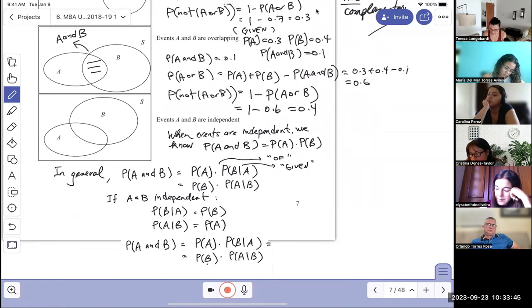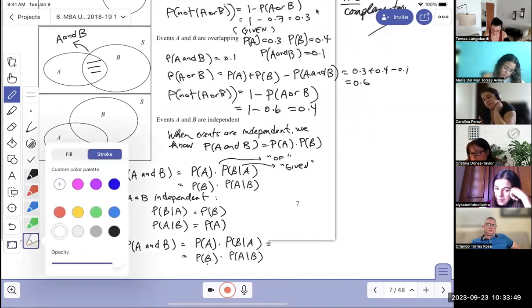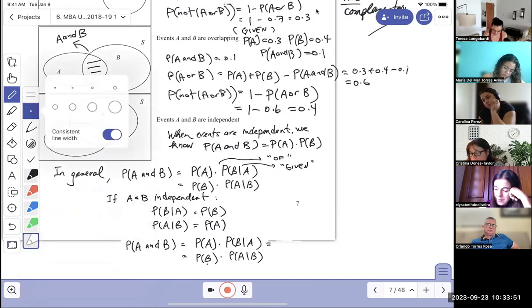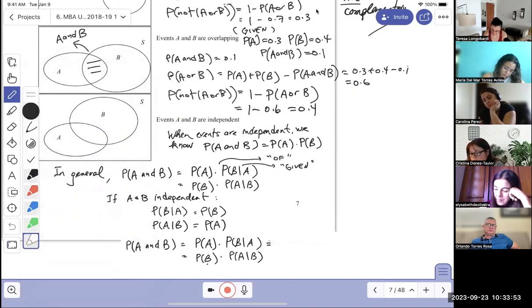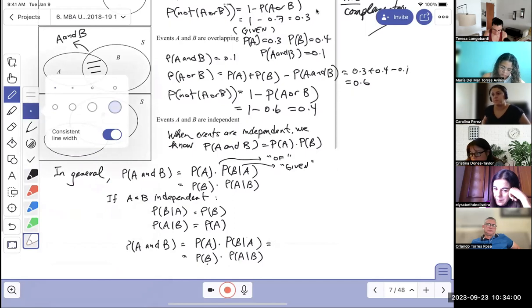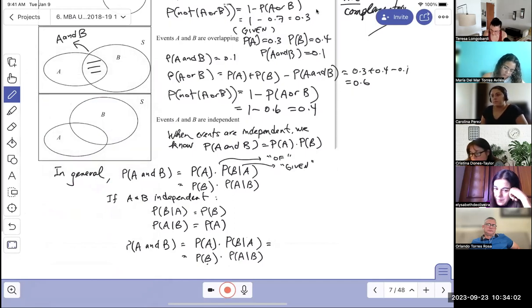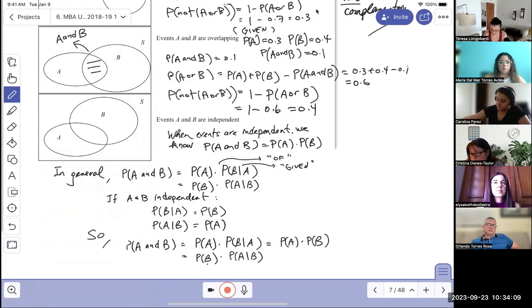This becomes, let me clean this up. So this becomes probability of A times probability of B, or probability of B times probability of A. Questions?